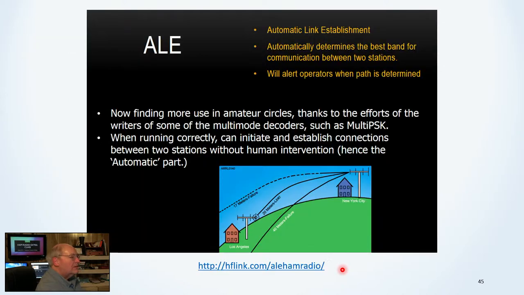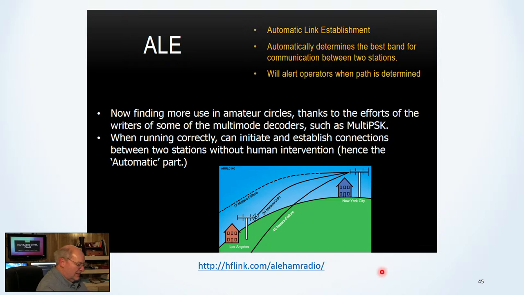Okay, we saw this. Now there's something called ALE, automatic link establishment. Every time I run into some term that they have in the pool questions, and they don't do a very good job of explaining it, that makes my spider senses tingle and I have to go research it. So I'll spend just a minute telling you what this is all about. Automatic link establishment. We're moving on to a different protocol now. It automatically determines the best band for communication between two stations, and then it will alert the operator on the other end when they have found that path. And hams are beginning to use this. I'll give you a link here in a minute.